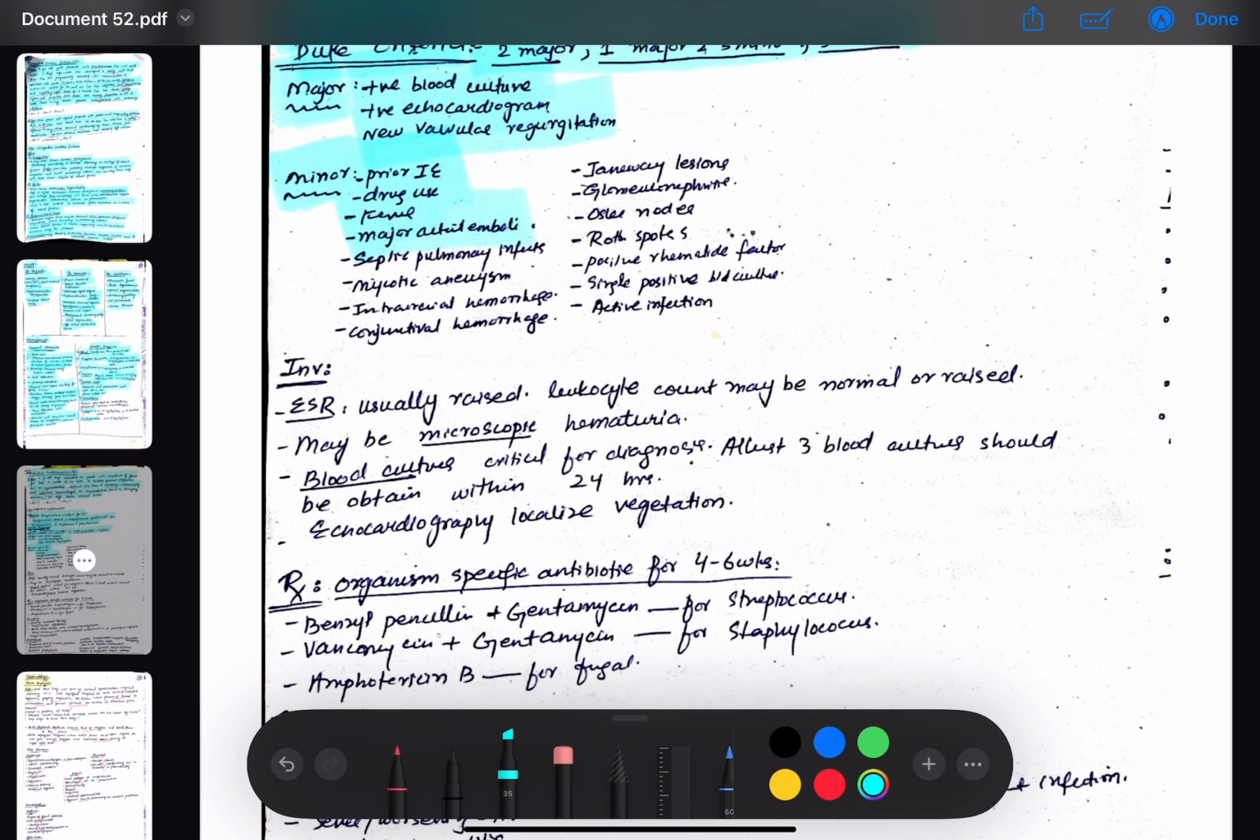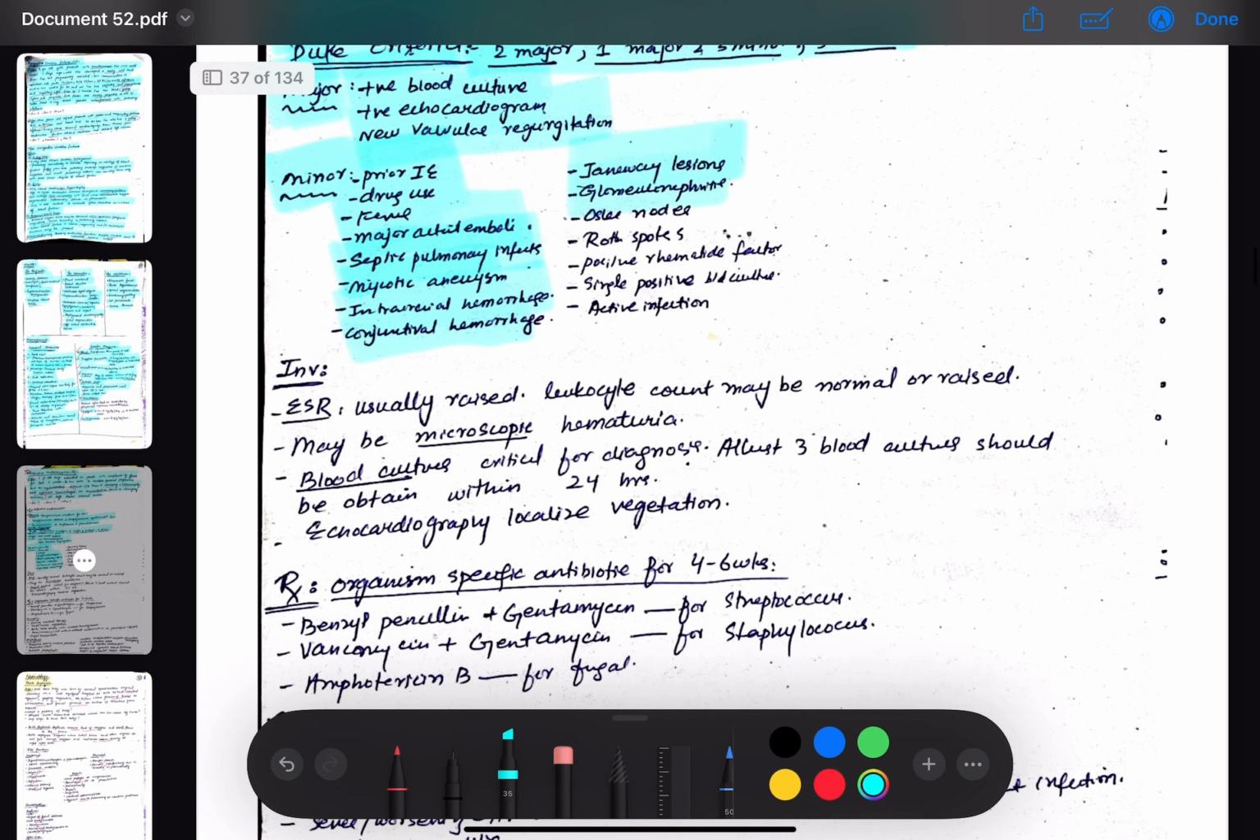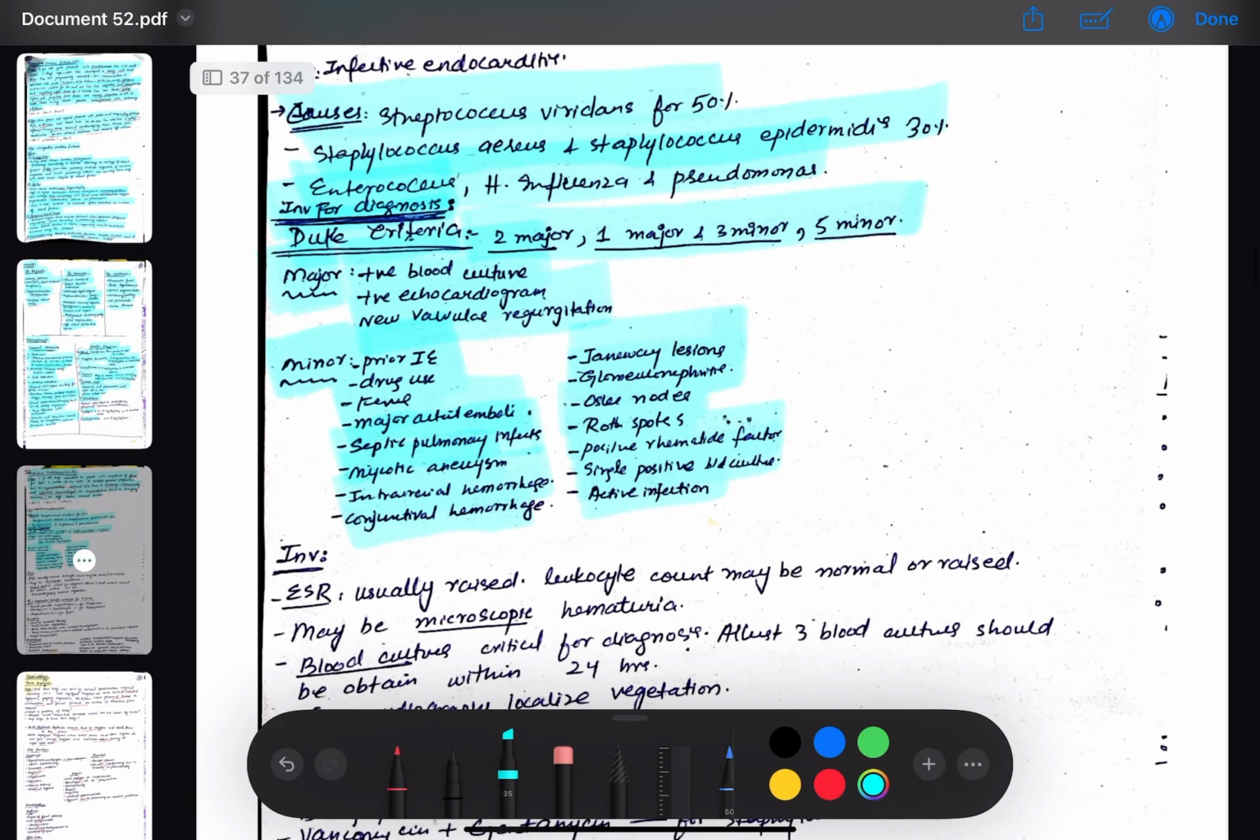The minor are prior infective endocarditis, drug use, fever, major emboli, septic pulmonary infections, mycotic aneurysm, intracranial hemorrhage, conjunctival hemorrhage, Janeway lesions, glomerulonephritis, Osler nodes, Roth spots, rheumatoid factors, single positive blood culture, and active infections. These are the minor criteria. So if five minor, then it is infective endocarditis.